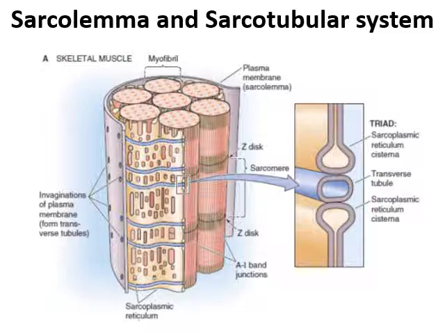The space inside the T tubule is the extension of extracellular fluid. Now, when the T tubules come in contact with the sarcoplasmic reticulum, it forms dilated structures. The sarcoplasmic reticulum dilates when it comes in close contact with these T tubules. This dilated part of the sarcoplasmic reticulum is called the cisternae.